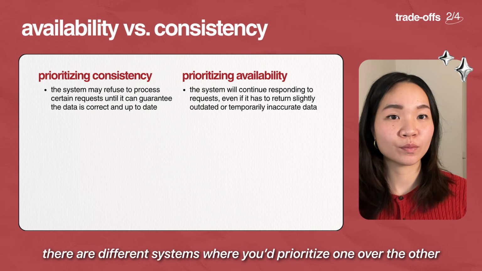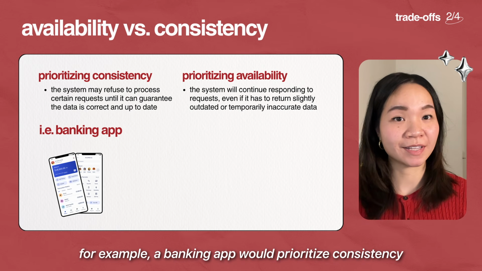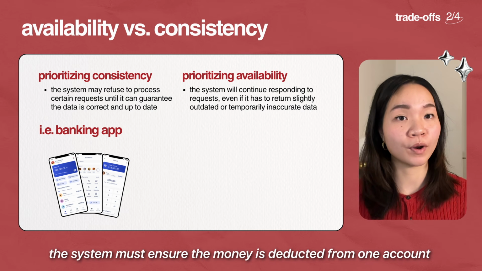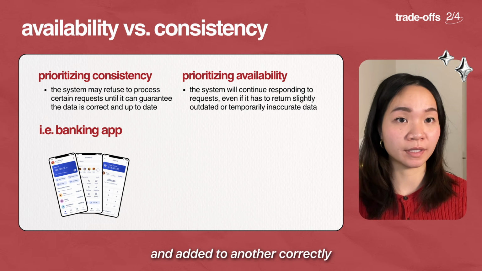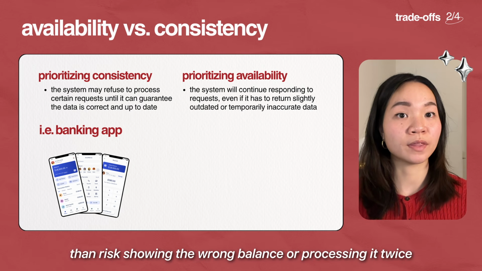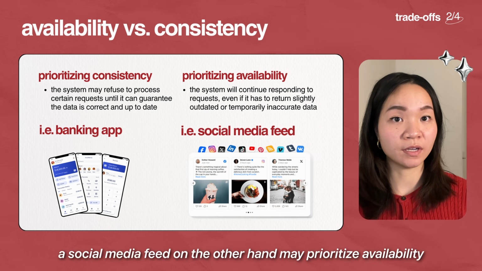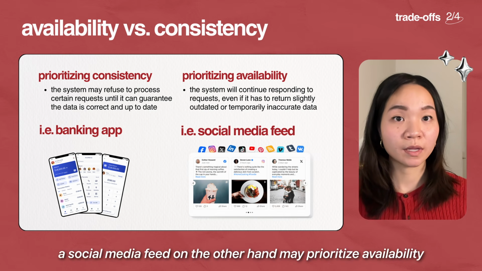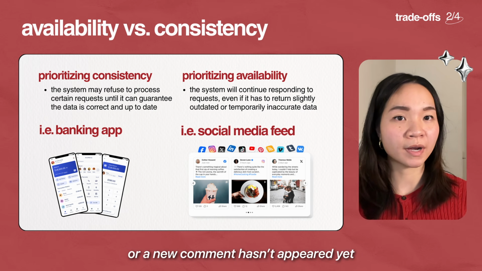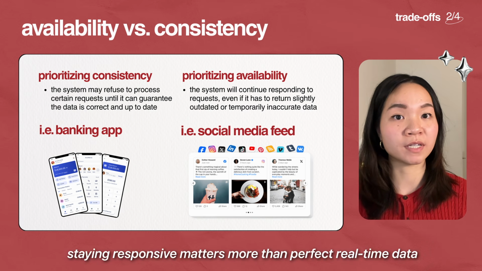There are different systems where you prioritize one over the other. For example, a banking app would prioritize consistency. If you transfer $500, the system must ensure the money is deducted from one account and added to another one correctly. If there's any uncertainty, it would rather delay the transaction than risk showing the wrong balance or processing it twice. On the other hand, a social media feed may prioritize availability. It will continue loading posts even if the like count is slightly outdated or a new comment hasn't appeared yet. In this case, staying responsive matters more than perfect real-time data.